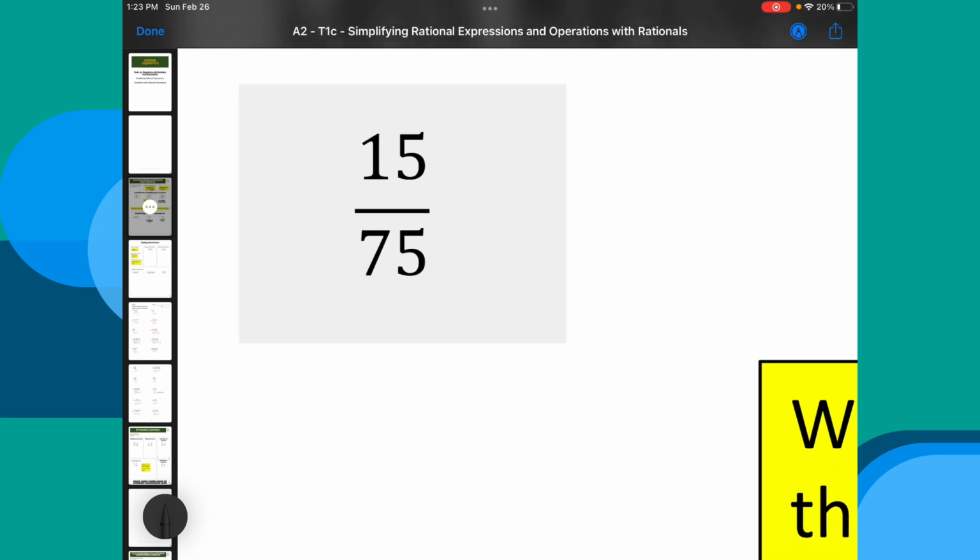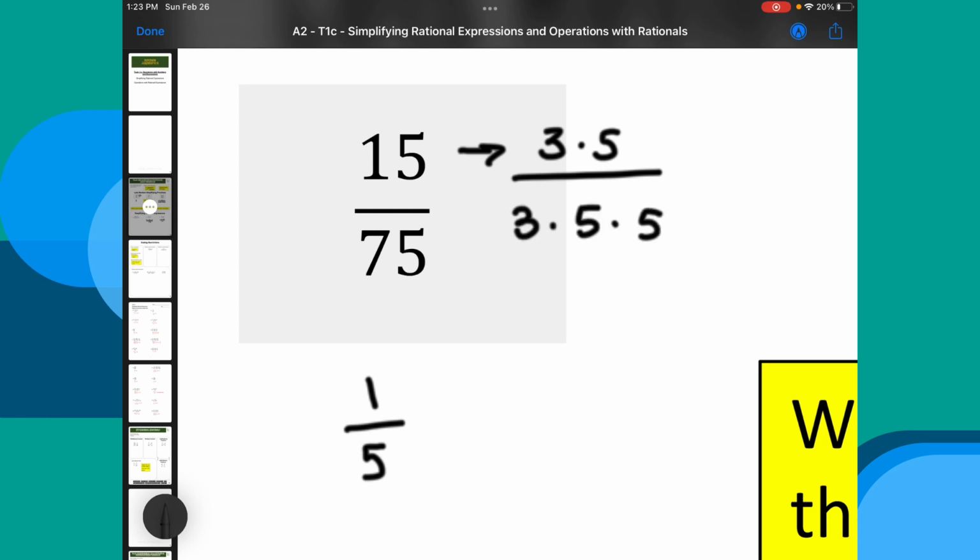The first fraction we're going to look at is 15 over 75. We could put this in our calculator. Our calculator is going to reduce it to 1 over 5. That's because 15 is 3 times 5, and 75 is 3 times 5 times 5. So we have 3 over 3, which cancels to 1, and 5 over 5, which cancels to 1. We leave that 1 in the numerator, and we get 1/5.